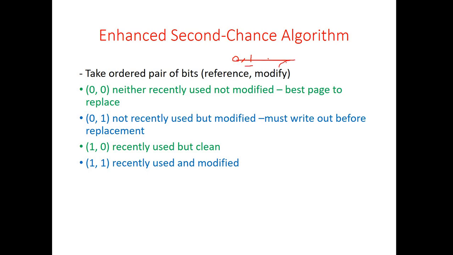Modify bit indicates whether the page is modified or not modified after being brought in from the secondary storage into the main memory. So modify bit 0 indicates that the page is clean and is not modified. Modify bit 1 indicates that the page is modified, and when it is replaced by some other page, then this modified page should be written into the secondary storage.